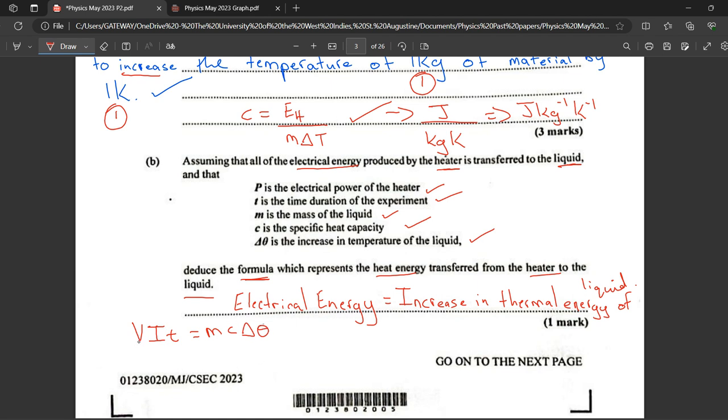Right? But we know power is really voltage times current. That is really power, P. So we now have P T, which is the power multiplied by the time, is equal to the mass by the specific heat capacity of the liquid in the container multiplied by the change in temperature. So that is basically the formula there. Right? Understand this?